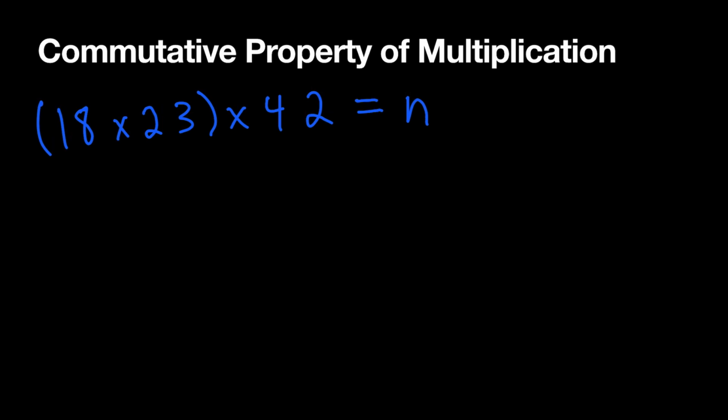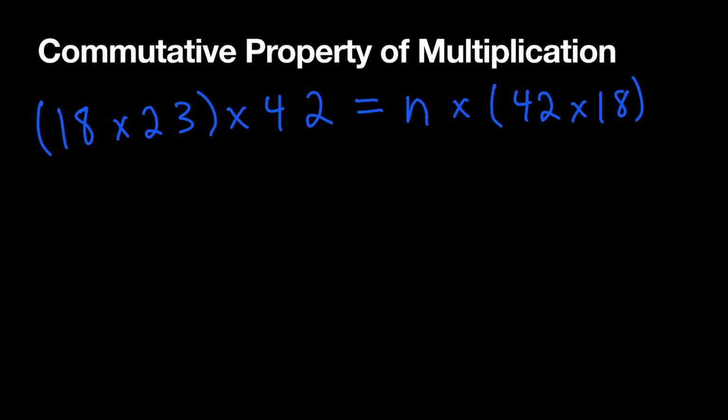But okay, for example, we're going to go into a little bit of basic algebra. Let's do 18 times 23, put that in parentheses, times 42, and let's set that equal to n, which is a variable, which represents a number, times 42 times 18. And say I told you, find the value of n, or find what n needs to be to make this equation correct.